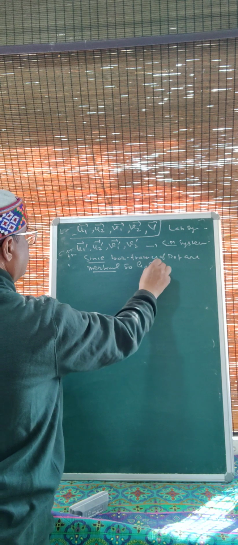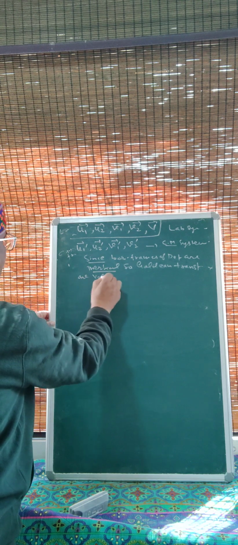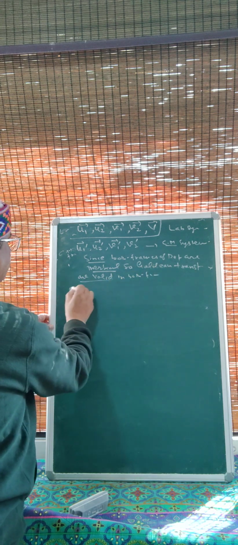So now you apply this here: since both frames of reference are inertial, the Galilean transformations, which we have studied in our first chapter, must be valid. The transformations are valid in both frames. So you remember the Galilean transformation.